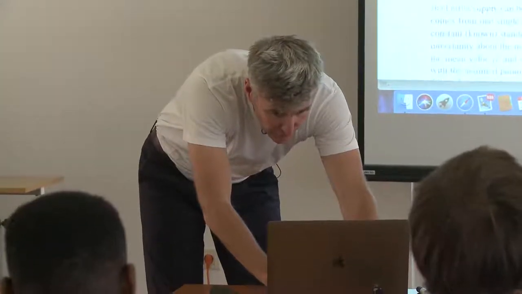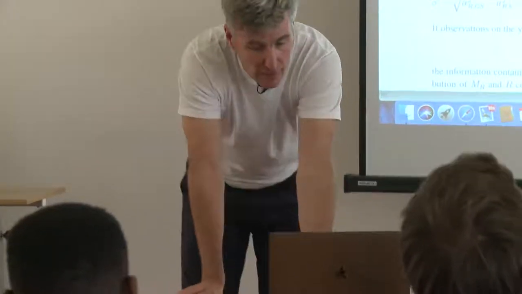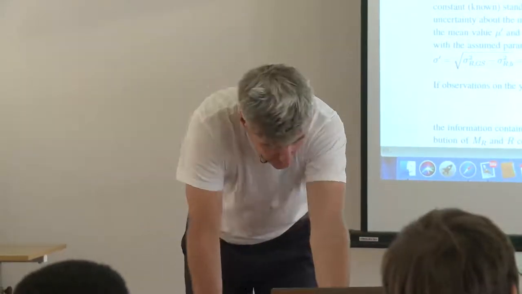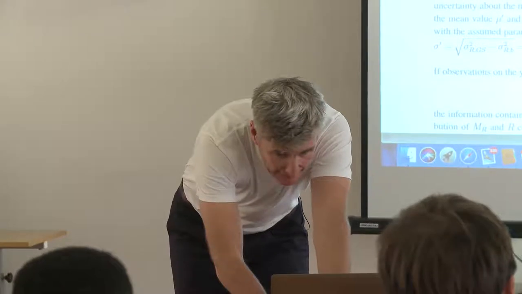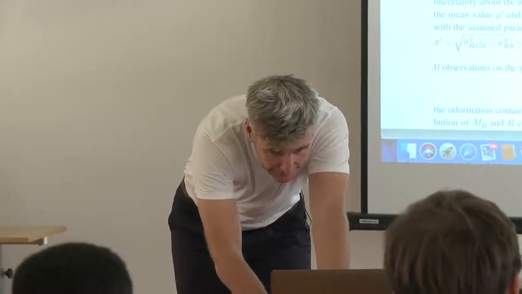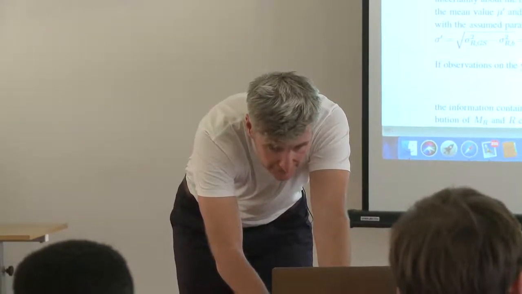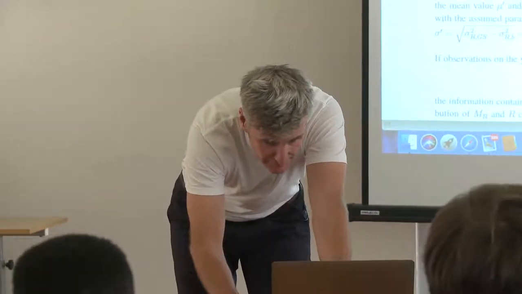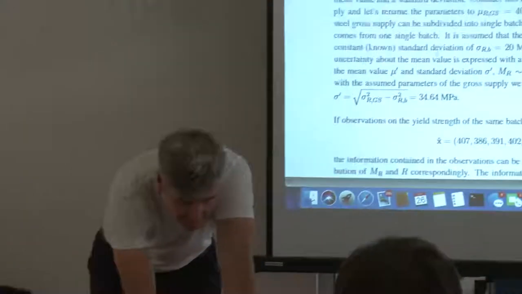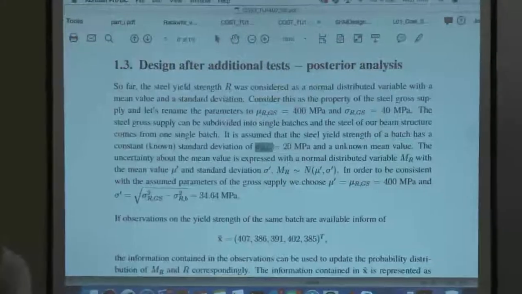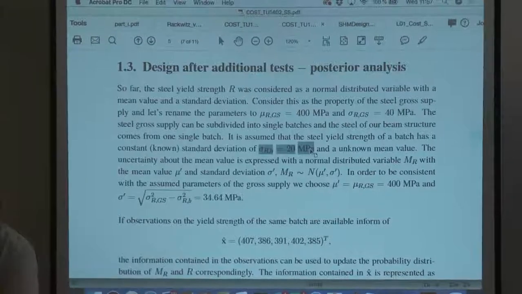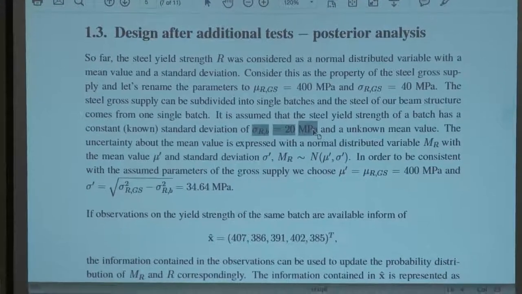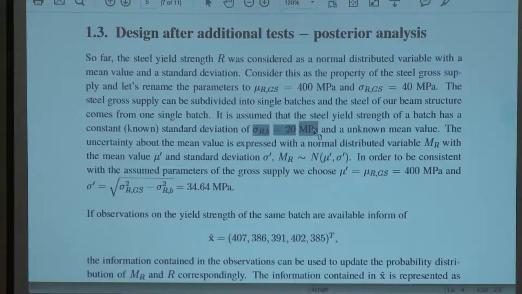So this is the curve, and now we go on to design after additional tests. That's what we are doing. If you look here on the slide, the idea of having this single batch and this hierarchical organization of uncertainty in steel strength is described in this text. What we now assume is that the standard deviation of a batch, which we suppose to know, is 20 megapascal.